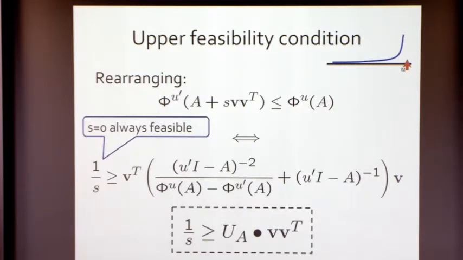Okay? So, don't look at this too much. The point is that the feasibility condition for how much of a vector I can add can be written in terms of a quadratic form in V, which is just some matrix, this thing that I'm going to call U sub A, inner product VV transpose, where the inner product is the entry-wise inner product.